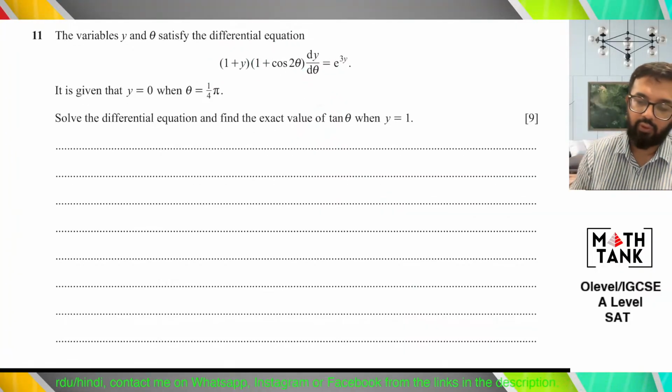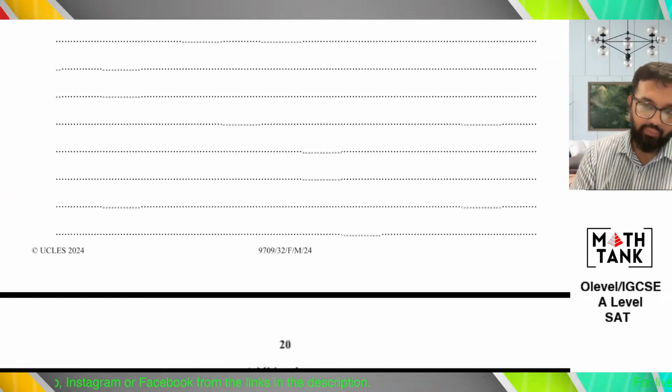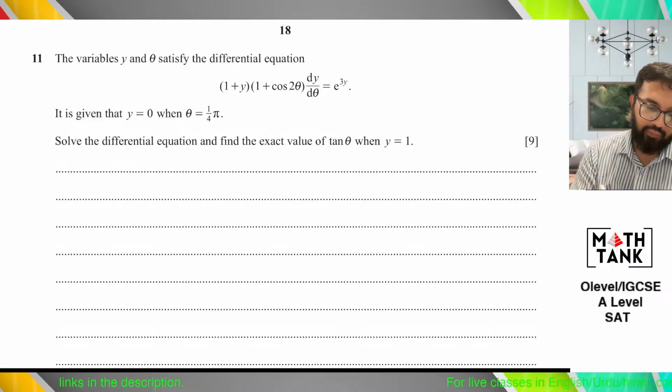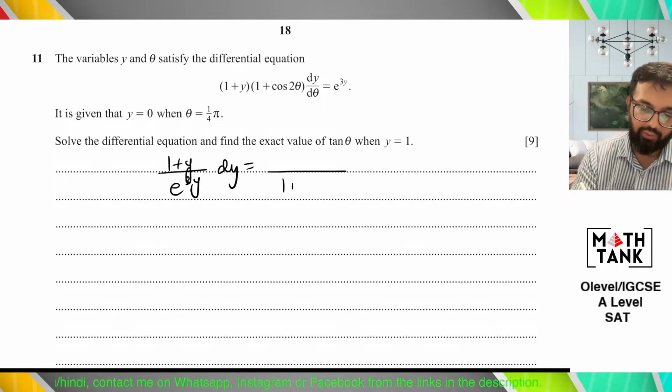Okay. This is question number 11, hopefully the last question on the exam. Solve the differential equation and find the exact value. Okay. So 1 plus y will stay here. E power 3y will come here. And I have 1 plus cos 2 theta in the denominator with d theta here.